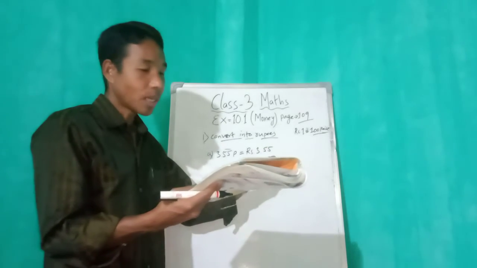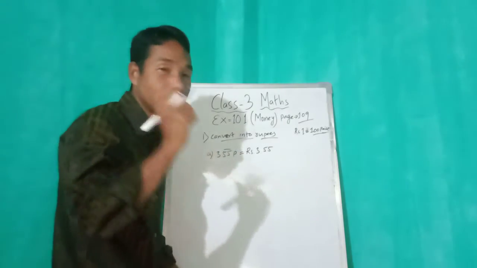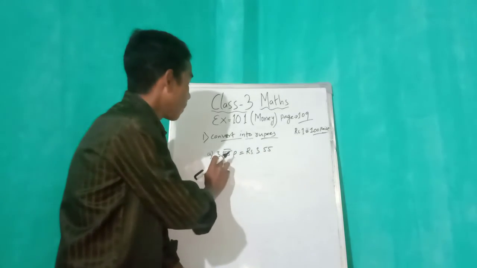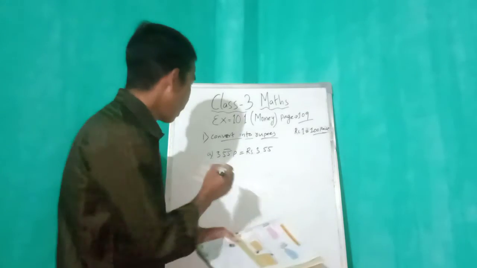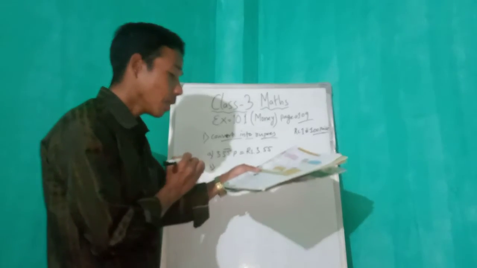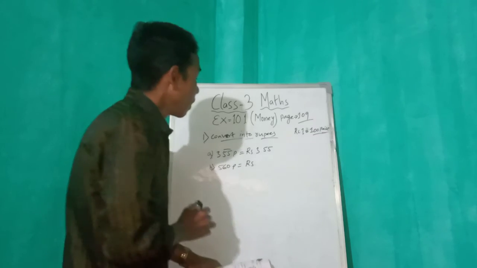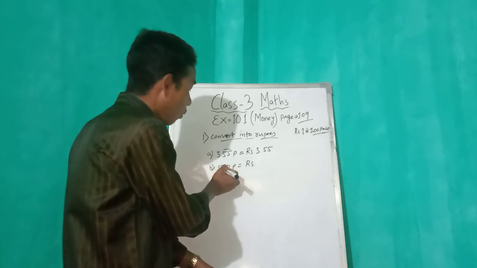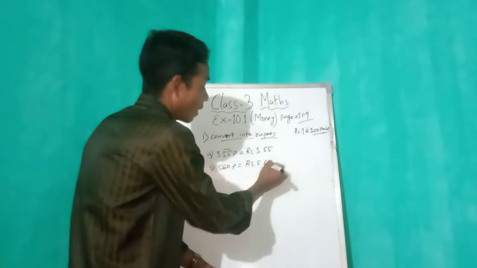It's very simple. Just count from the right hand side, two digits, 1 2, and then you put a dot. Now the remaining will become rupees and this will become paise. So 3 rupees 55 paise. Now number B, we have 560 paise equals rupees. First I write rupees here, then count from the right hand side two digits, 1 2, so 5.60. This is our answer.